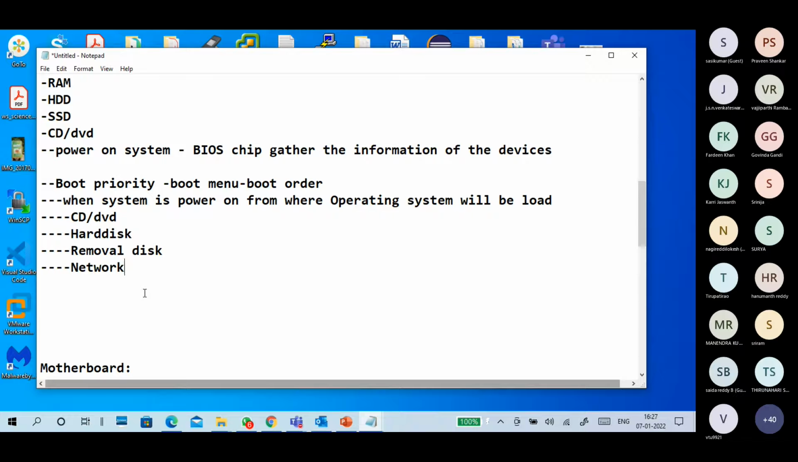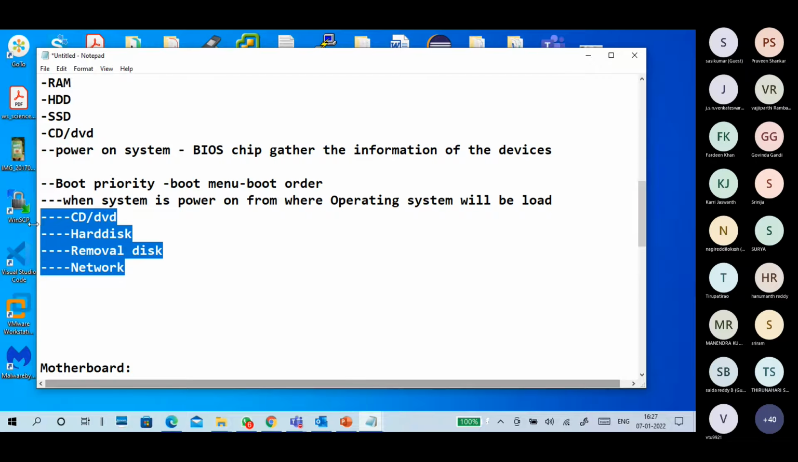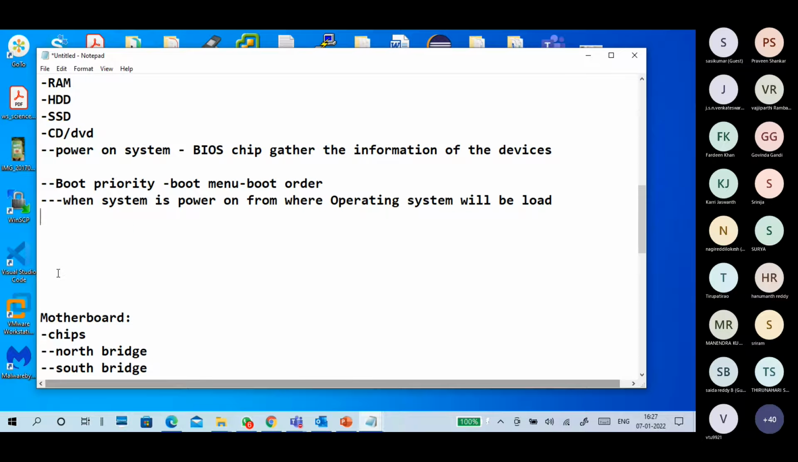See, like this again. When I start my computer, the system tries to load the operating system from CD DVD. If it is not there, it tries to load from the hard disk. If it is there, it loads the operating system. That's it, completed. It won't search in the next two. Same thing.